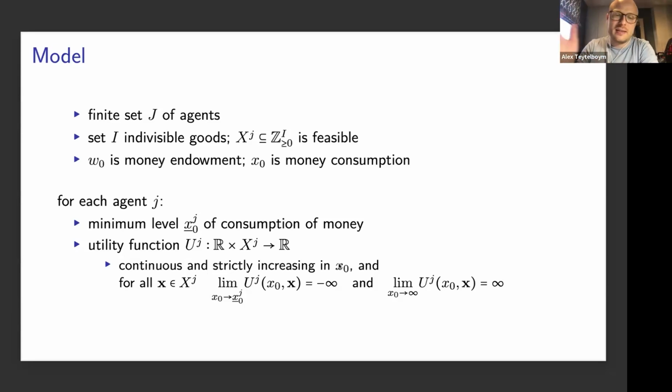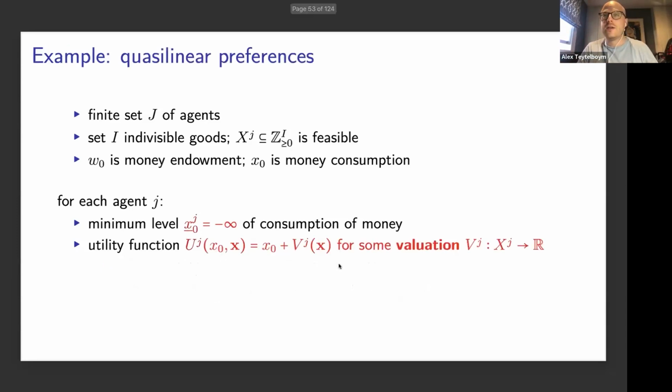Now, these numbers don't literally have to be negative infinity and positive infinity. It's just, I think, easier to think about in this case. You can pick other bounds, and nothing, of course, changes, because what matters is really the ordinal properties rather than the cardinal ones. So this is much more general than the model that Ravi has introduced, in which utility is quasi-linear. So let's just see what it means under these assumptions to have quasi-linear utility. Well, if you have quasi-linear preferences, your minimum level of consumption of money is negative infinity. There isn't really a bound on how much you can consume.